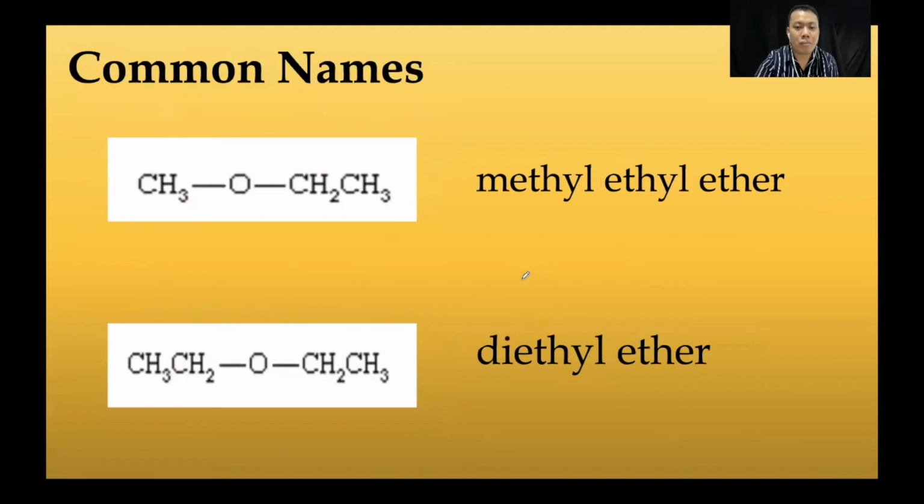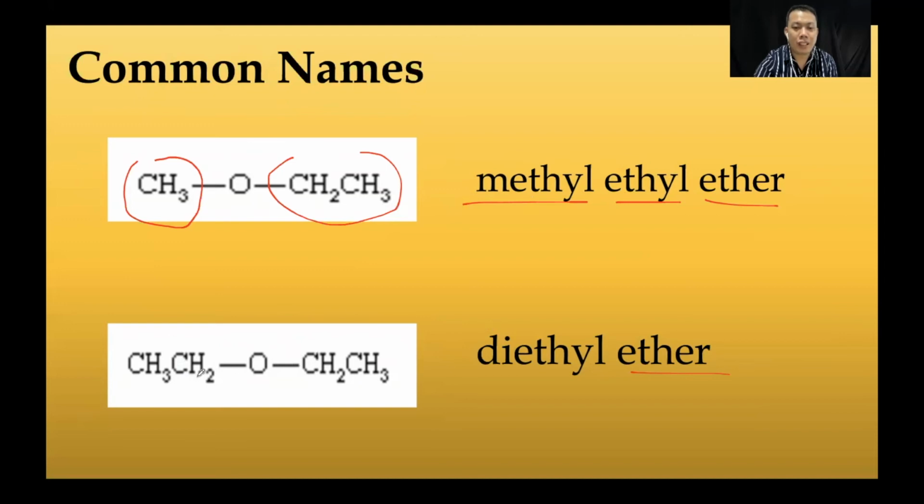So for the common name, it is easier than the IUPAC system. Again, for the common name, the last word is ether. So like this. And then you just have to name the alkyl substituent. So this is methyl, one carbon. So that's why the term is methyl. Then space. This is ethyl. So that's why the name is methyl ethyl ether.